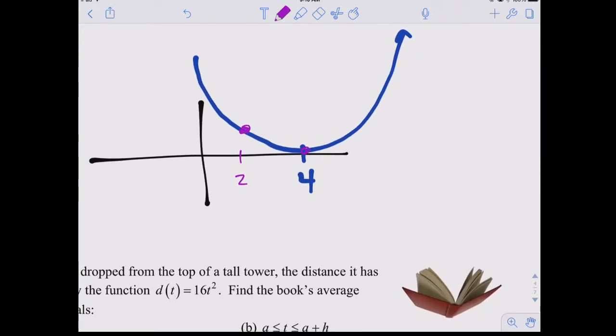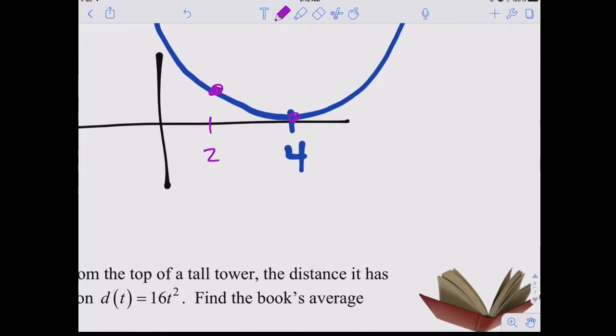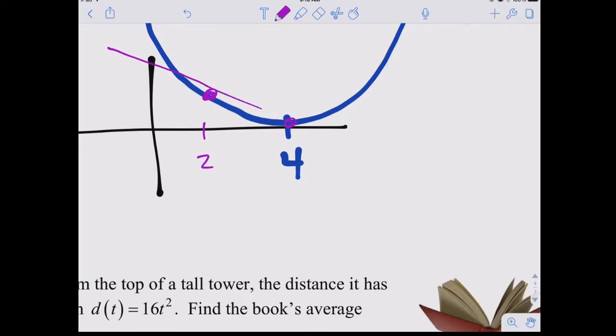I want to figure out the average rate of change from 2 to 4. Just looking at it, is it going to be a positive or a negative number? Negative, because what are the y values doing on that interval? They're going down. Now, they're going down at a variable rate. Would you agree? At 2, they're going down a little bit faster than they are as you get closer to 4.